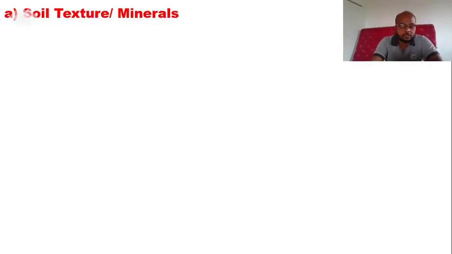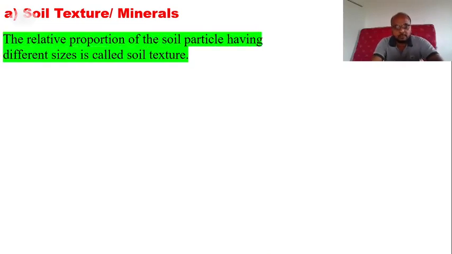So first is soil texture. Soil texture is nothing but the weathering of rock forming different sized mineral particles. Such mineral particles are in the form of sand, silt, and clay, and these particles are of different sizes and different proportions in the soil. That means the relative proportion of soil particles having different sizes is called soil texture. So I think you understand what is meant by soil texture. The different sized particles are present in relative proportion.